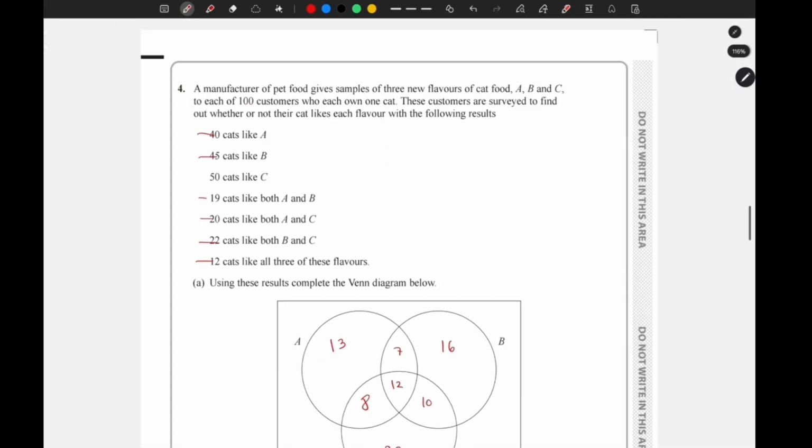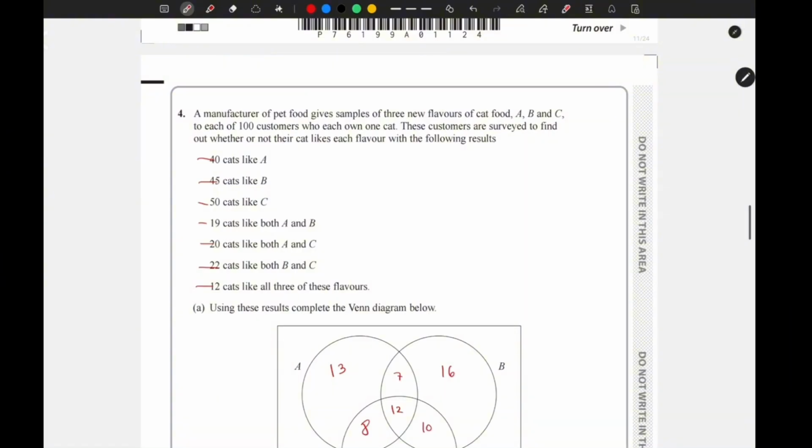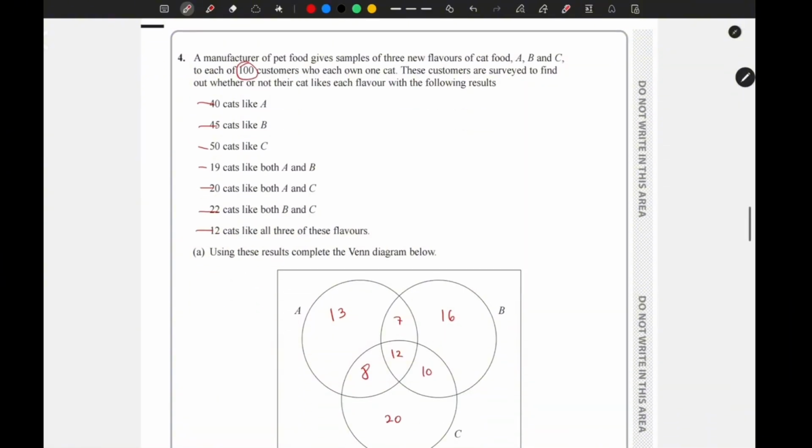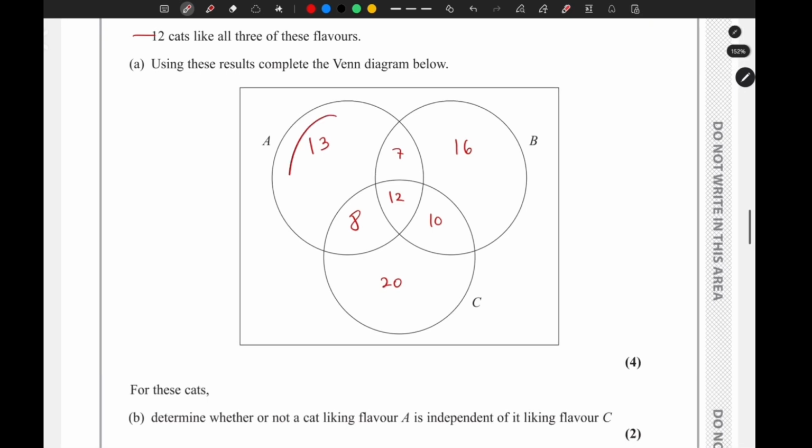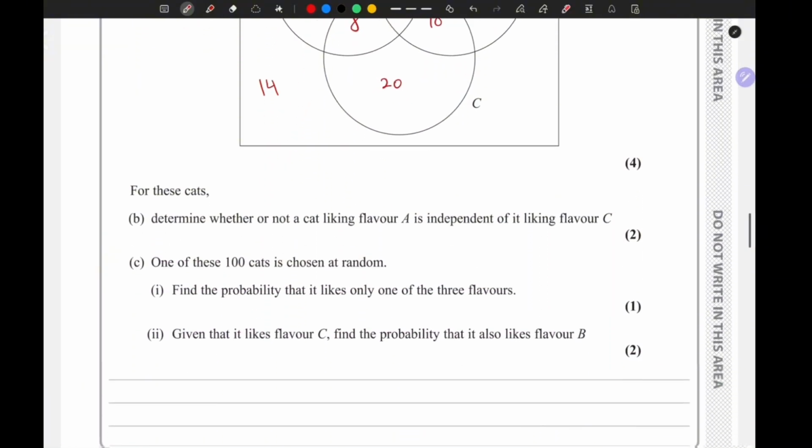Now, as you can see, the total is 100. So if we subtract all of these values from 100, so this should give us 100 minus 20, 16, minus 22. So there are 14 remaining values which will lie outside the circles. So that is it for this part.